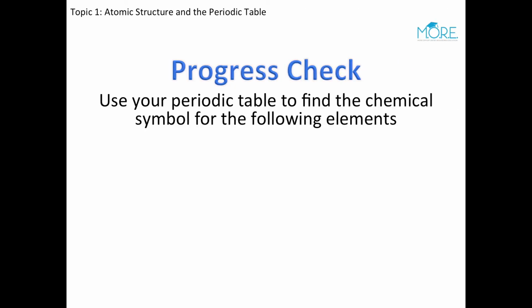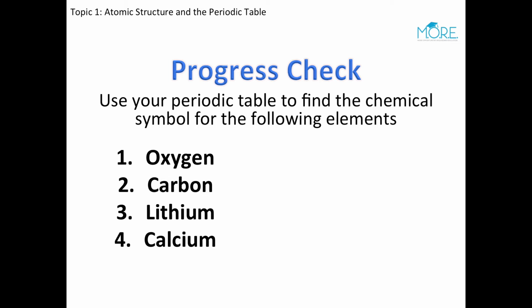So now we're going to do a progress check. I want you to use your periodic tables to find the chemical symbol for the following elements. Press pause and then let me know when you're ready to come back. Okay, let's have a look at your answers.